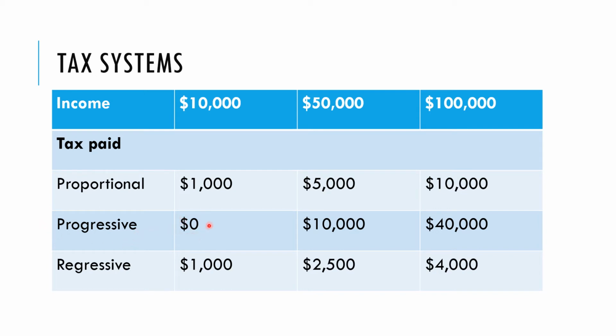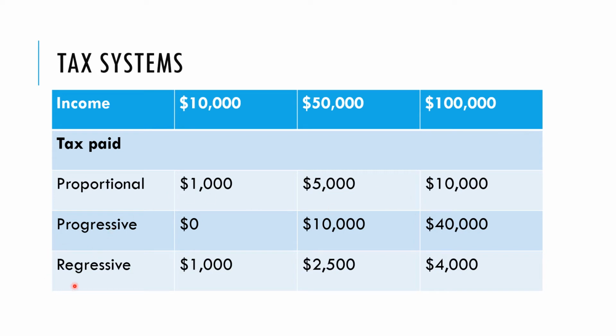The low earner is paying here a 0% rate of tax. As we go up in earnings to 50,000, this person is paying a 10% rate of tax. As we go up again to the 100,000 earner, this person is now paying 40% of tax. So the percentage tax rate has increased as earnings have grown. This is a progressive system.